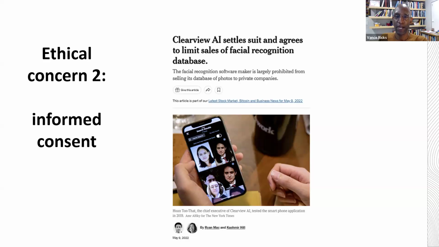So there's a question of whether just because something is on the internet and therefore publicly available, that's not the same thing as saying that it's in the public domain, not the same thing as saying that this is something that you consented to.